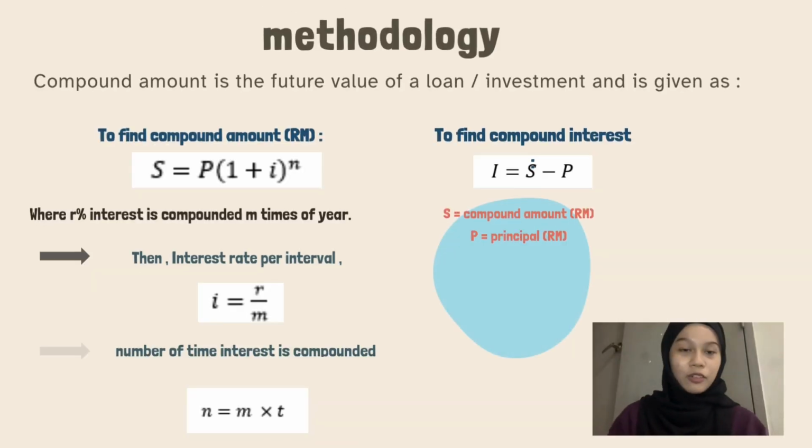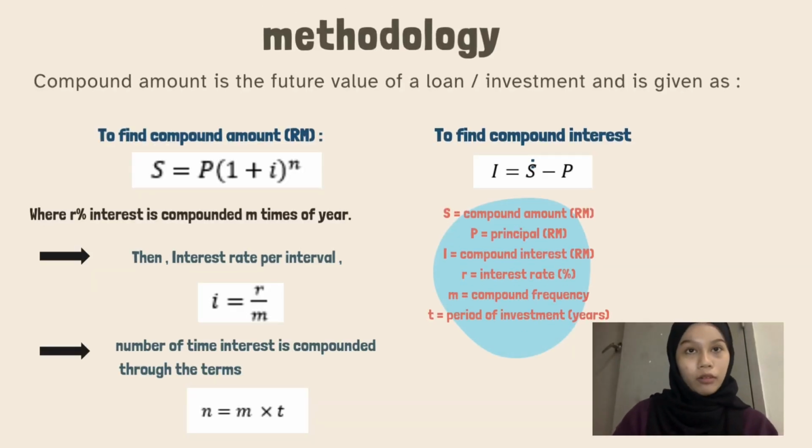Next, for the methodology of compound interest, the compound amount is the future value of a loan or investment. First, to find the compound amount in RM, we have the formula S equal to P(1 + i)^n, where interest is compounded n times over the loan. To find the interest rate per interval, i equal to R over m. Next, to find the number of times interest is compounded through the term, n equal to m multiplied by t. Second, to find compound interest, we have the formula I equal to S minus P.